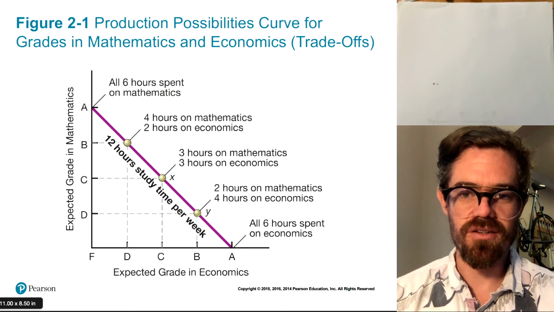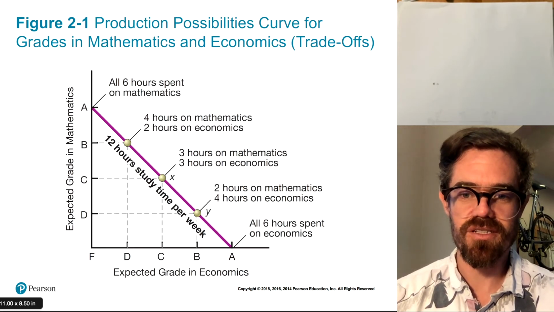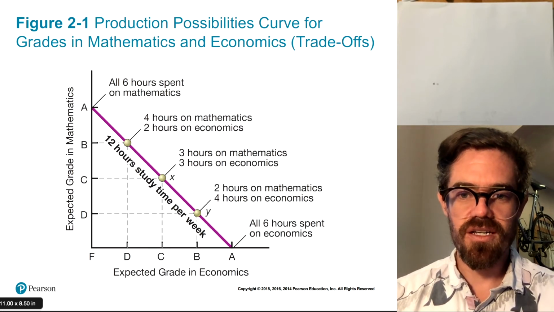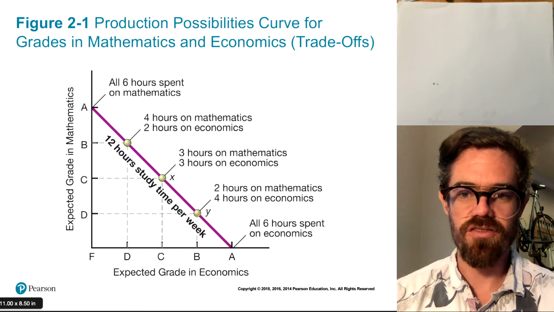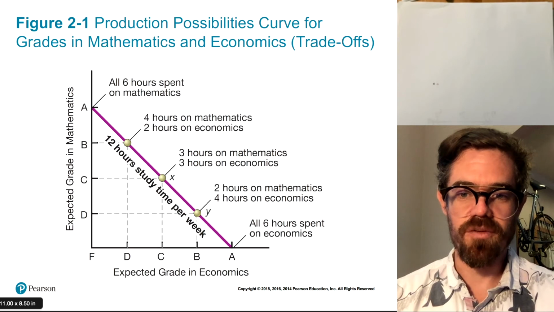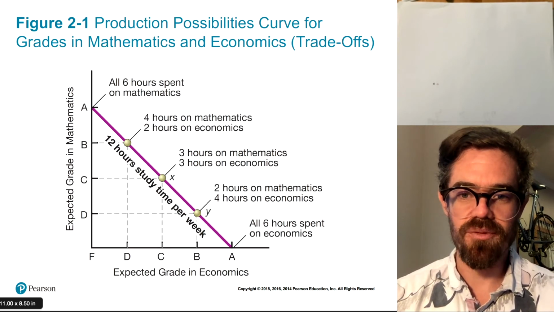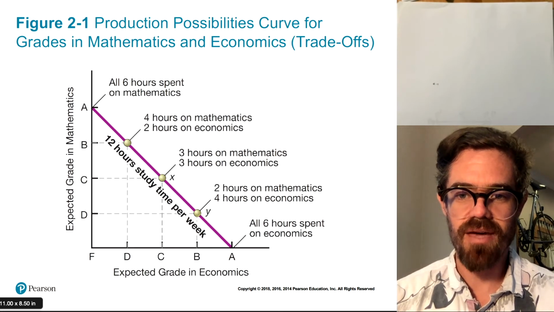But if you spent all your time studying mathematics, you would have no time left over to study economics, and so you would fail. You would expect to fail your economics course. Now you could allocate some additional time to econ so that you don't fail. So maybe you spend 4 hours studying math and 2 hours studying economics. Well, that would improve your economics grade from an F to a D, but it would be at the cost of reducing your mathematics grade, going from an A to a B in math.